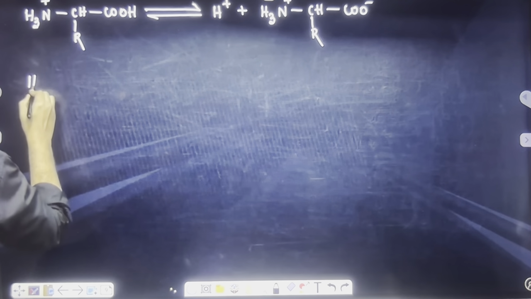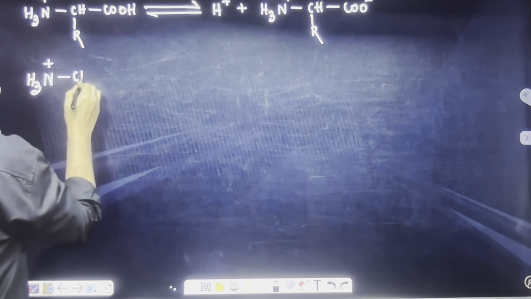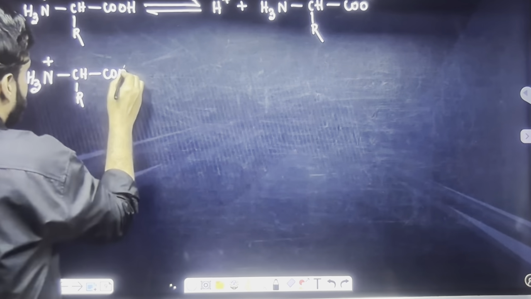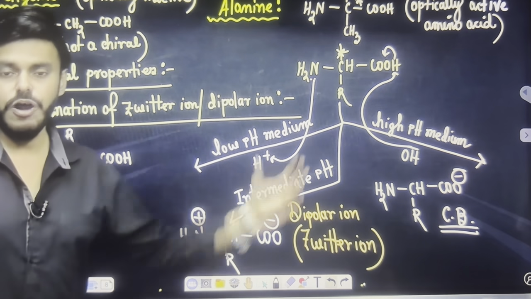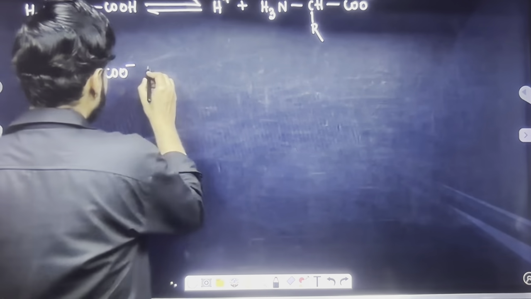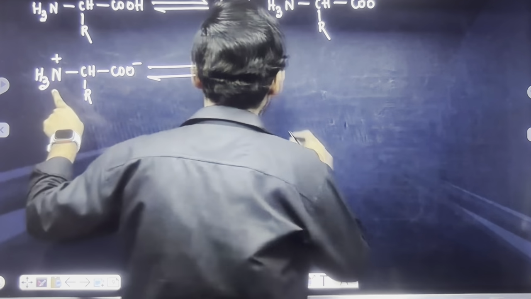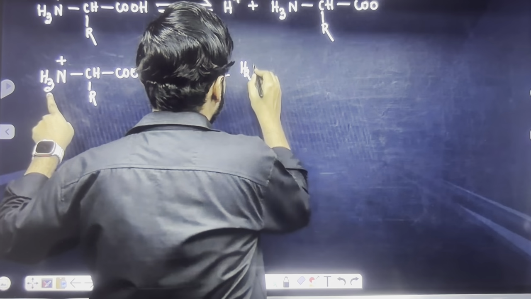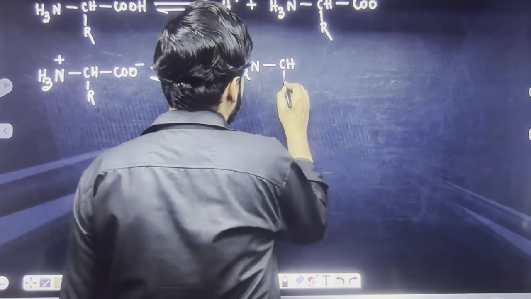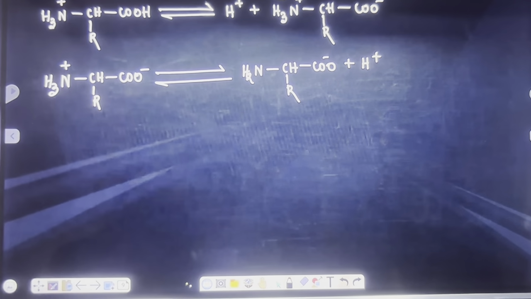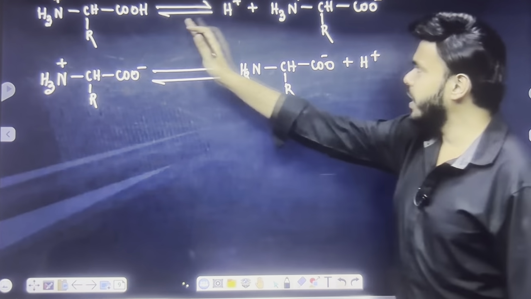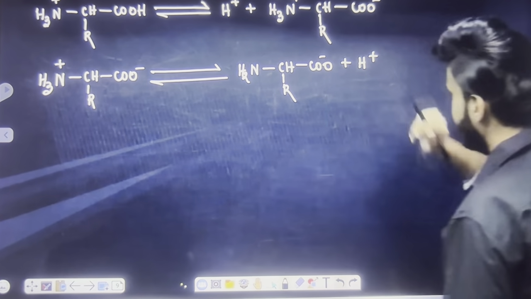Okay, the next one. Now in the solution the Zwitter ion is present. This is NH3 plus, then CHR, and then COO minus. Now this ion will be converted to the conjugate base. So what can we write? It will lose another proton, this time from the NH3 plus side. So it will be converted to NH2, then CHR, and then COO minus, and H plus. So in the first reaction, one H plus is lost. In the second reaction, another H plus is lost.